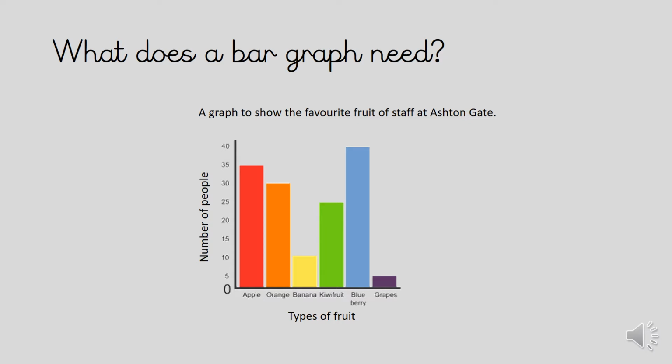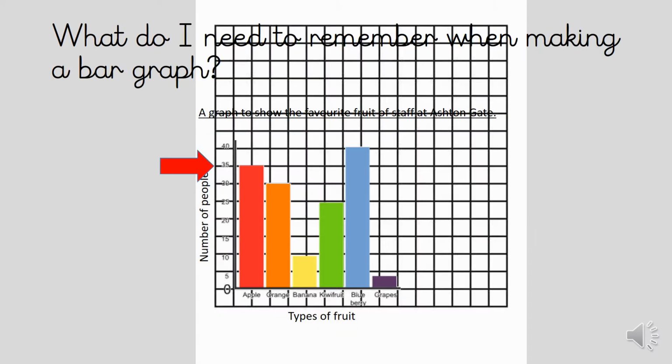Now, we also need a title. It helps to explain what the data is showing and makes it much more meaningful. That's often missed out, so do remember to label your axes and to label your bar chart as well. Give it a title.